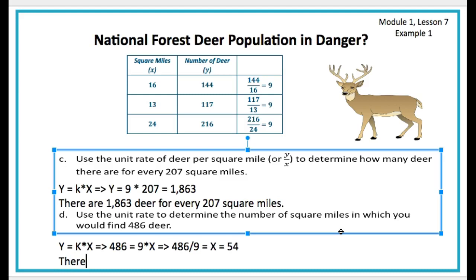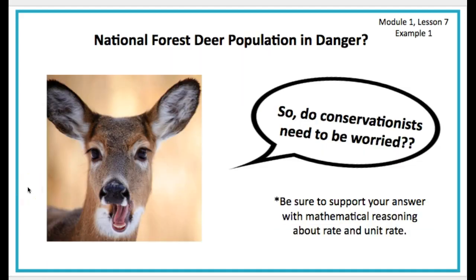There, in 54 square miles, you would find 486 deer. So be ready to talk in class: do conservationists need to be worried? Make sure you're able to support your answer with mathematical reasoning about the rate and unit rate.